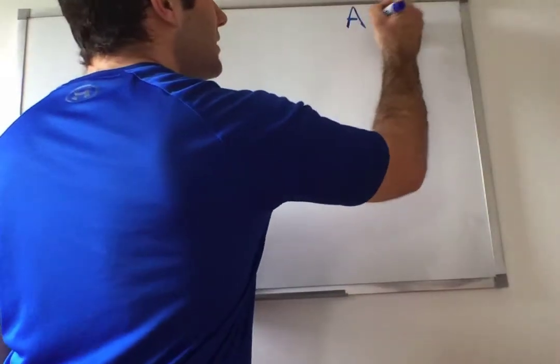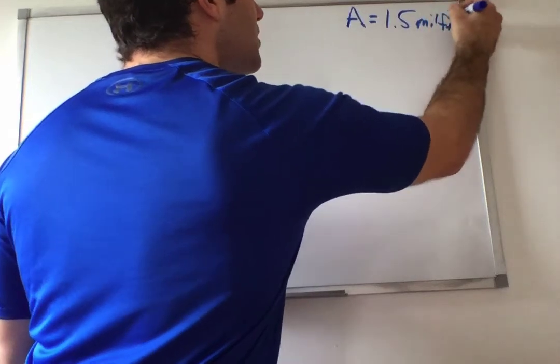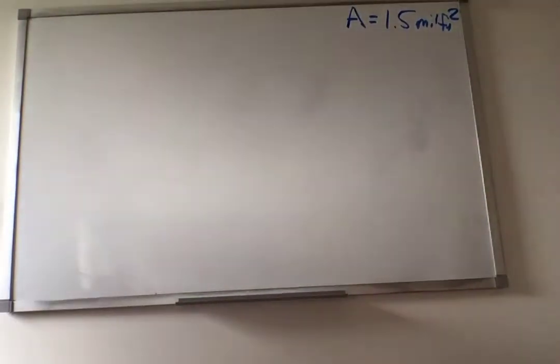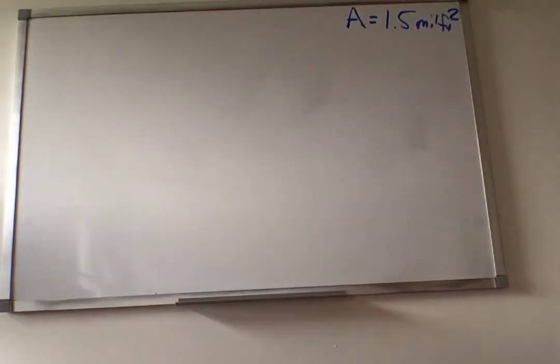The problem says a farmer wants to fence in an area, so they tell us the area. A is equal to 1.5 million feet squared. And then, in a rectangular field, and then divide it in half with a fence parallel to one of the sides of the rectangle. How can he do this so to minimize the cost of the fence?